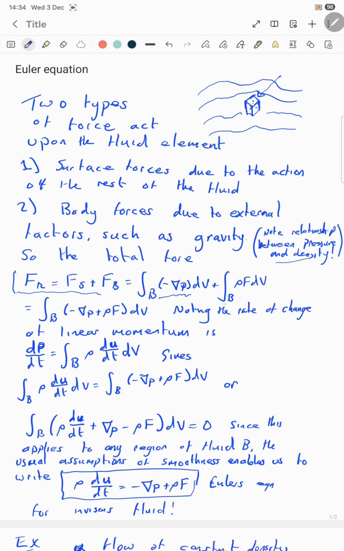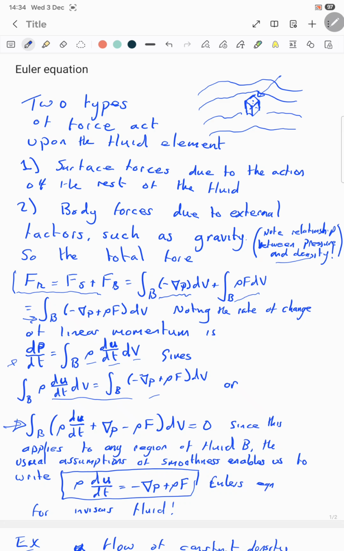Now the density forces are here, which is the integral of the density force over its volume, which gives this equation here, noting that the rate of change of linear momentum is dP/dt equals the integral of the density times du/dt dV, which gives this here. Or when we collect terms and do a little bit of juggling, we get this.